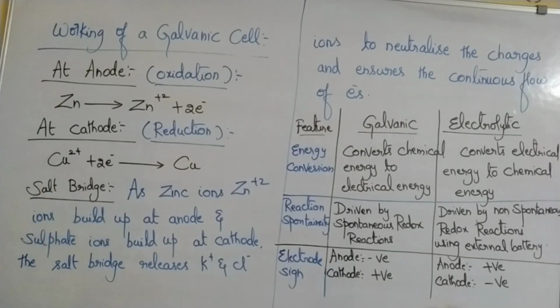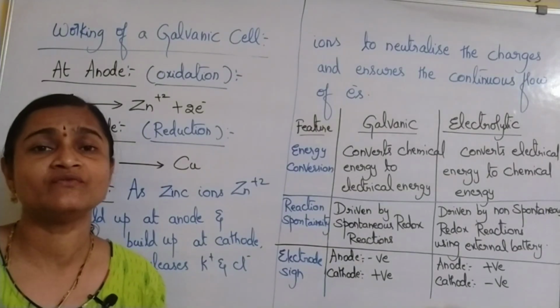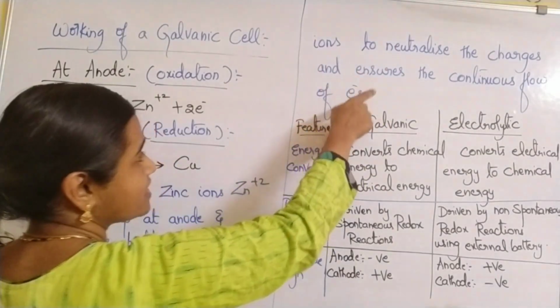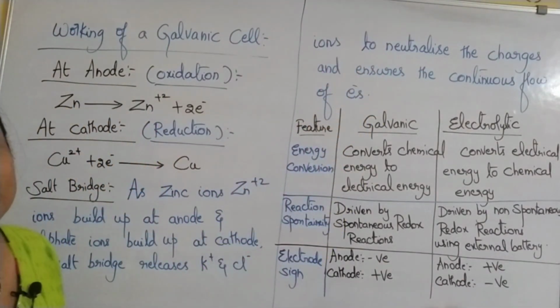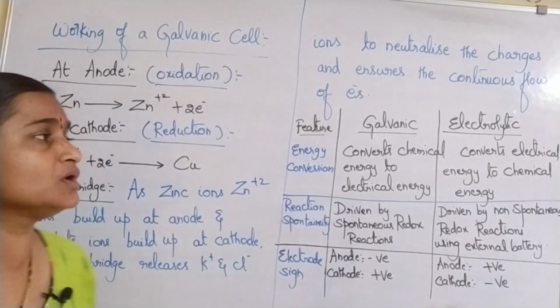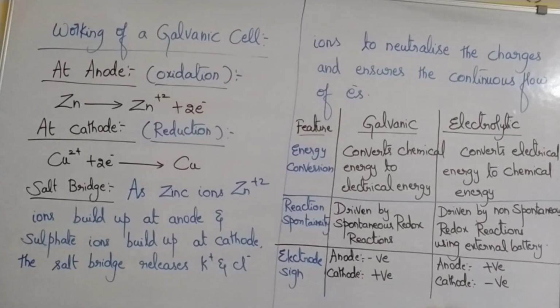Then the salt bridge. As zinc ions, Zn2+ ions, build up at the anode and sulfate ions build up at the cathode, they get accumulated. Because of that accumulation, the continuous flow of electrons cannot take place. So to maintain continuity of flow of electrons, the salt bridge plays an important role. It releases K+ and Cl- ions to neutralize the charges and ensures the continuous flow of electrons, so that charge accumulation can be prevented. That is the main importance of the salt bridge.